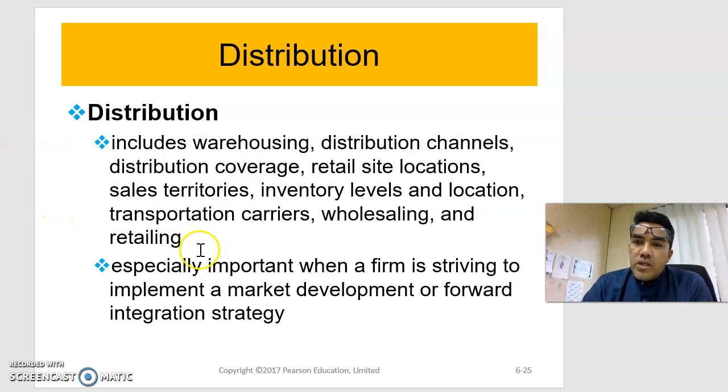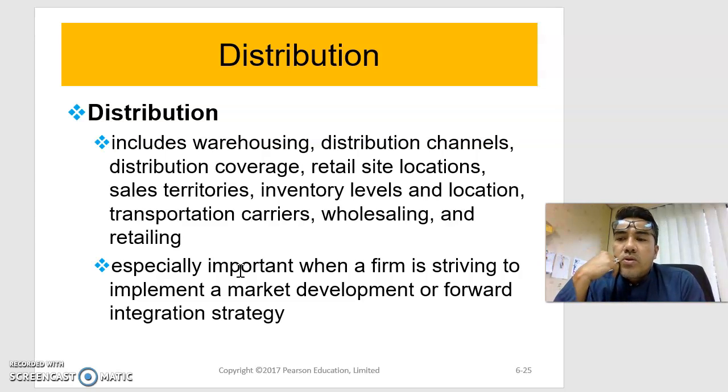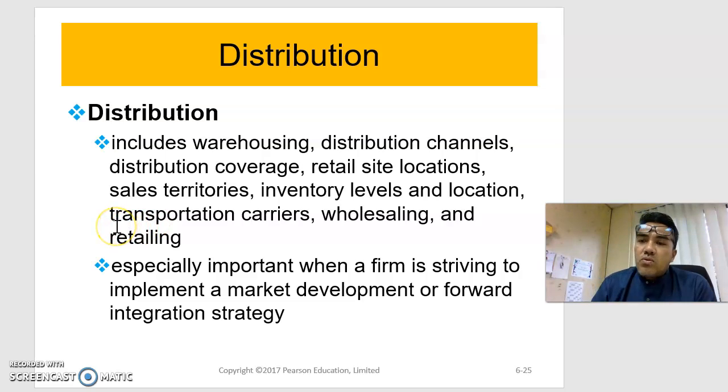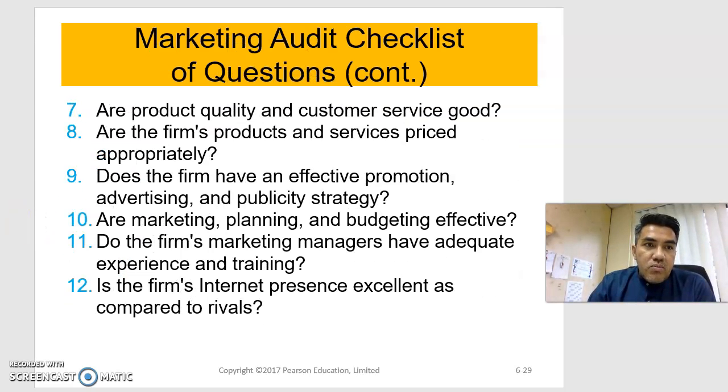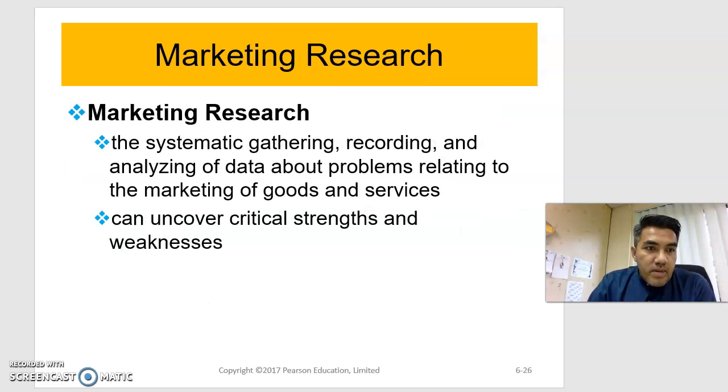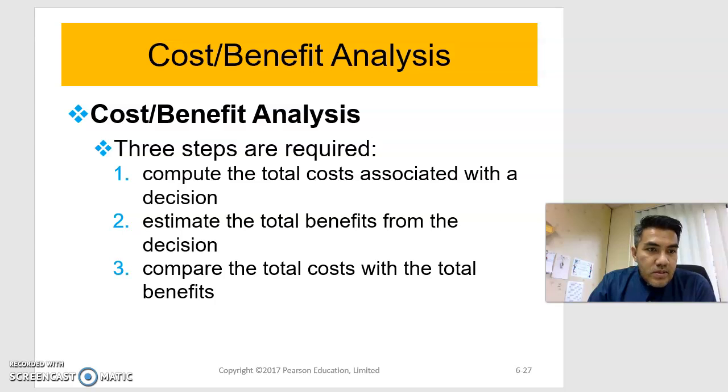And then the distribution. Sometimes you may have a whole fleet to distribute your product all over the country, the transportation, so that could also become your source of competitive advantage. And then marketing research: you have the team to do the marketing research, distribution marketing research, and then the cost and benefit analysis.